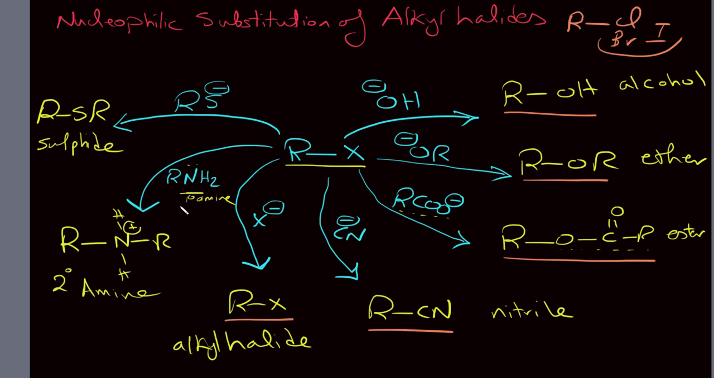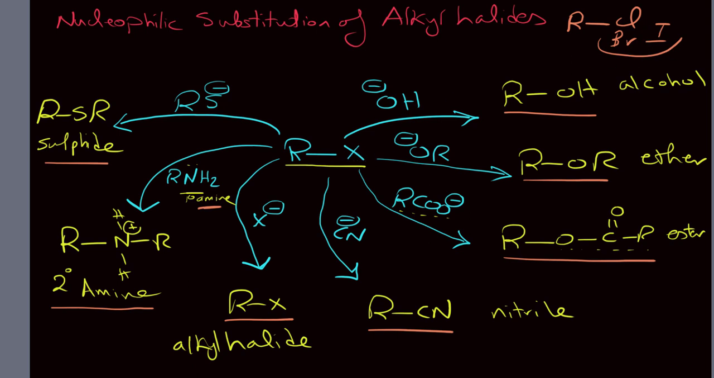If you have any amine, such as a primary amine, for example, attacking this and kicking out the X, it will give you a secondary amine. If you have an RS minus, which is a very, very strong nucleophile, kicking out the X, that will give you a sulfide, RSR. So it's very easy and very clear when your leaving group X is a halogen.